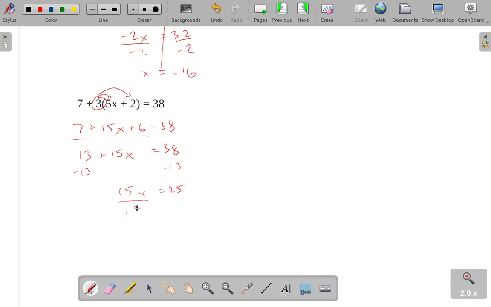Then I'll divide both sides by 15, giving me x equals, well, 25 over 15. It looks like I can reduce this fraction by dividing both the top and the bottom by 5. This gives me 5/3.